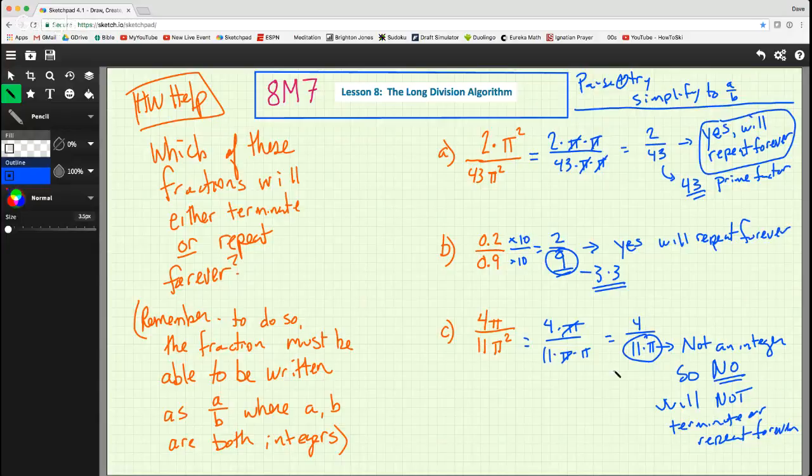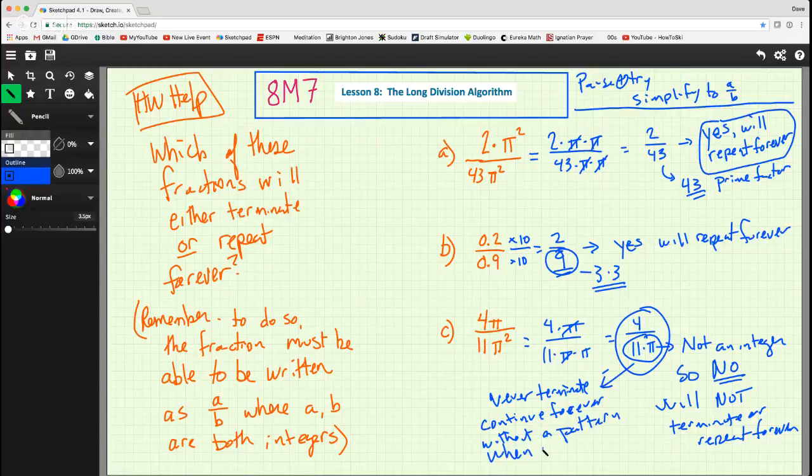So I can tell you that this will never terminate, and it will continue forever without a pattern when written as a decimal. We don't prove that. I'm not here to prove that to you, but by rule, this rule tells us that this is going to be true. I'm not going to prove why it's true.